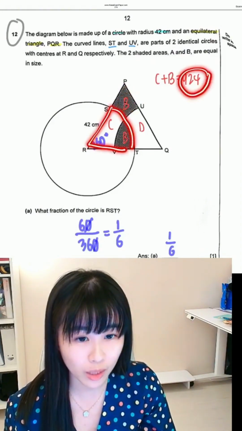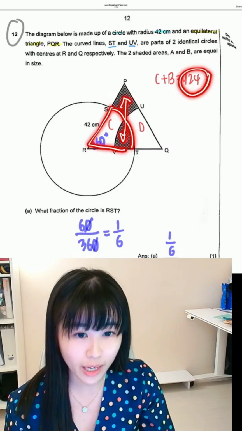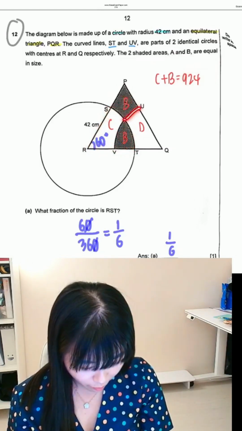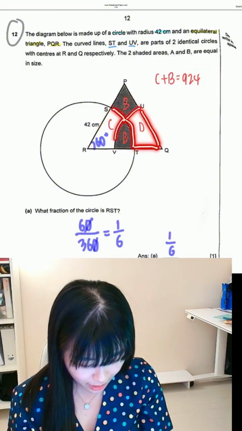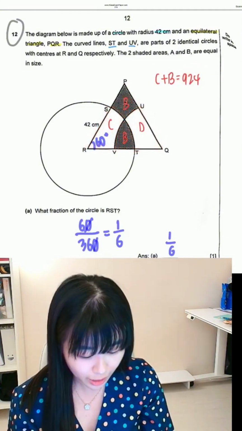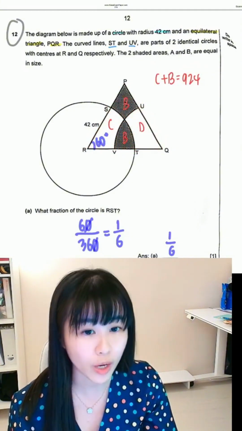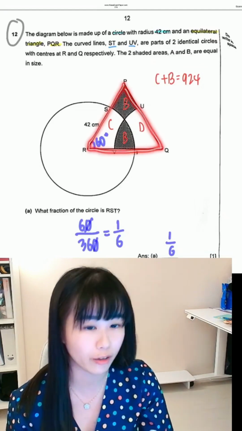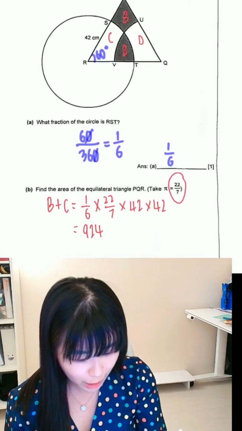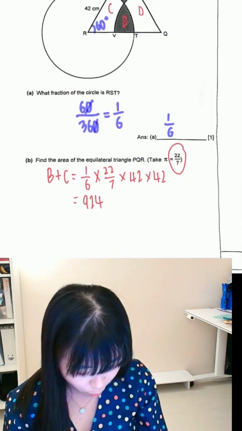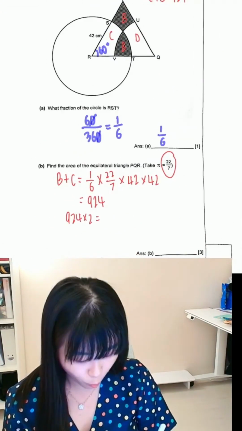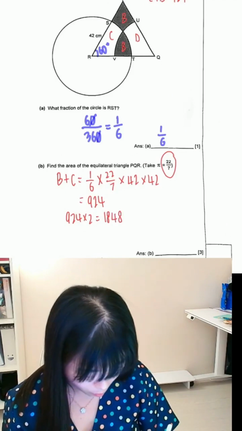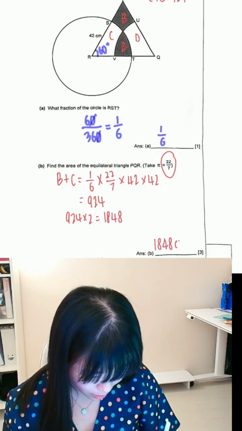Part of that equilateral triangle. And this is equal, right? Can you see that in a way? This and this, you can conclude they are likely to be equal as well, so that it can form an equilateral triangle. What you need to do is just take the 924 times 2. Then you can find the area of the equilateral triangle. That's also 1848. Yeah. 1848 cm square.